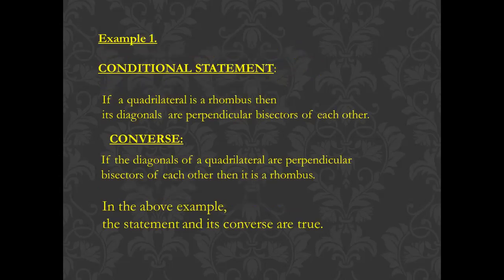We can discuss some of the examples. If a quadrilateral is a rhombus, then its diagonals are perpendicular bisectors of each other. This is a conditional statement. Its converse: if the diagonals of a quadrilateral are perpendicular bisectors of each other, then it is a rhombus. In this example, the statement and its converse are true.